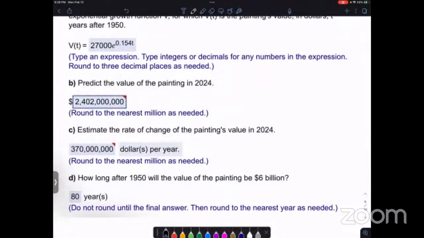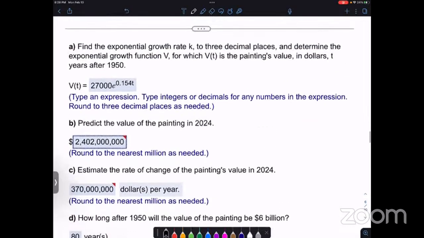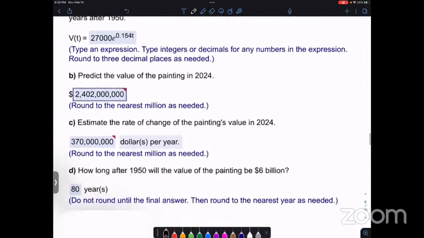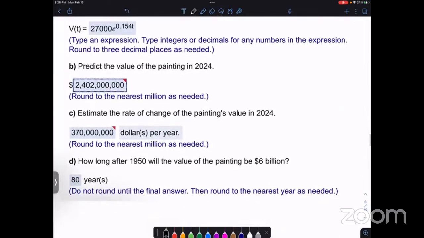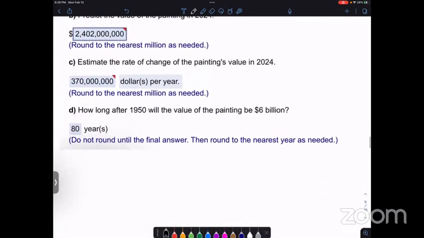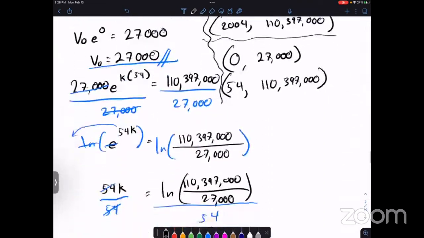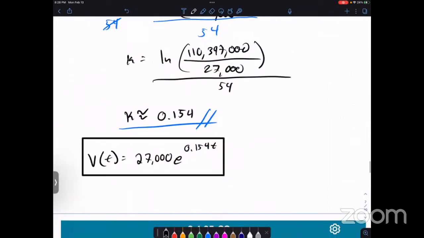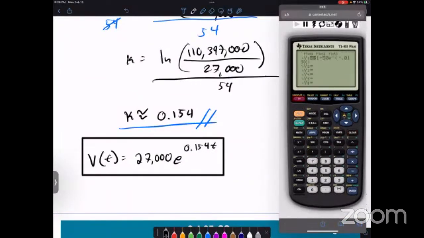Then it says predict the value of the painting in 2024. So we did it based on what? 2004. So 20 years later, so then 74. So then basically we plug in 74 into our model and we should get that result. Okay. So our model, let's go put it here. We got this 27,123 times E to the power of 0.154 x. Then I'm gonna just call on that function.